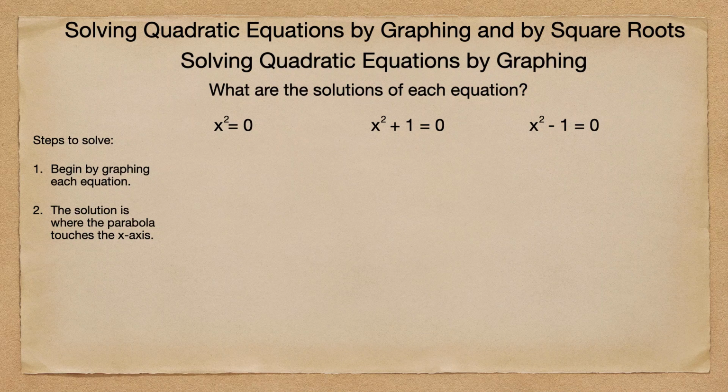Hey guys, today we're going to be looking at solving quadratic equations by graphing and by using square roots. So we're going to start with: what are the solutions of each equation: x squared equals 0, x squared plus 1 equals 0, and x squared minus 1 equals 0.